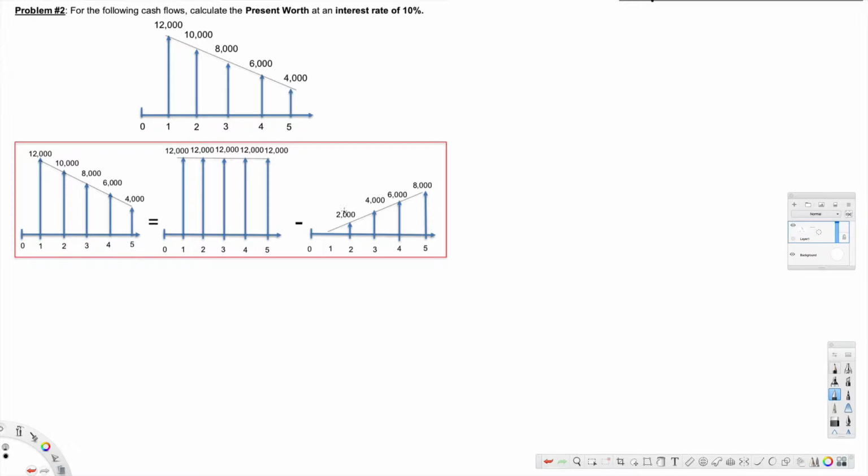What's going on, guys? Let's look at this problem right here. Here the question is asking, for the following cash flows, calculate the present worth at an interest rate of 10%.